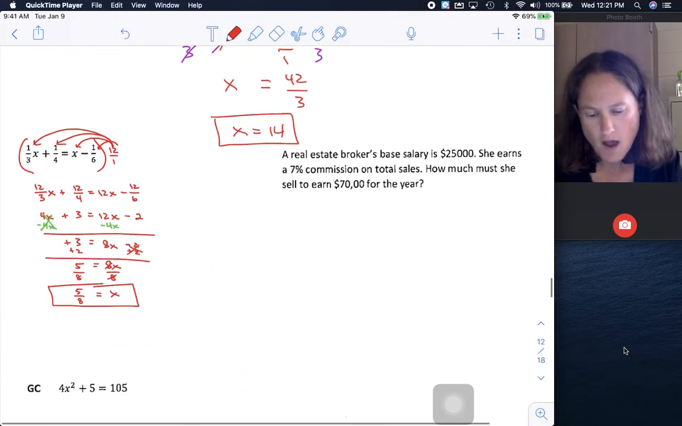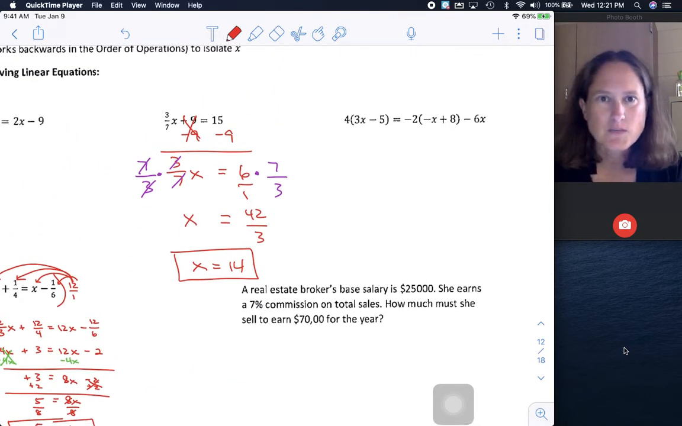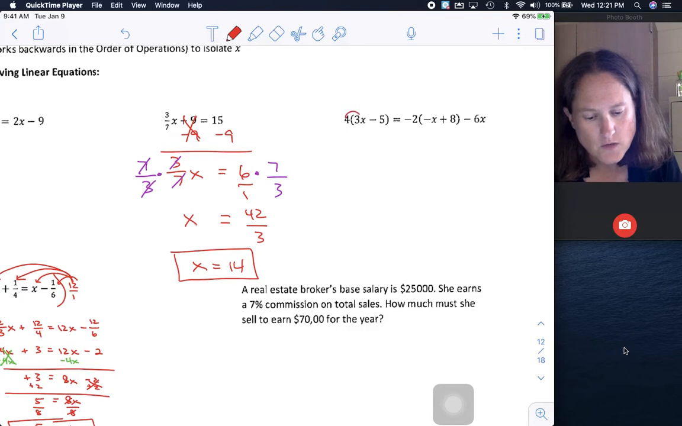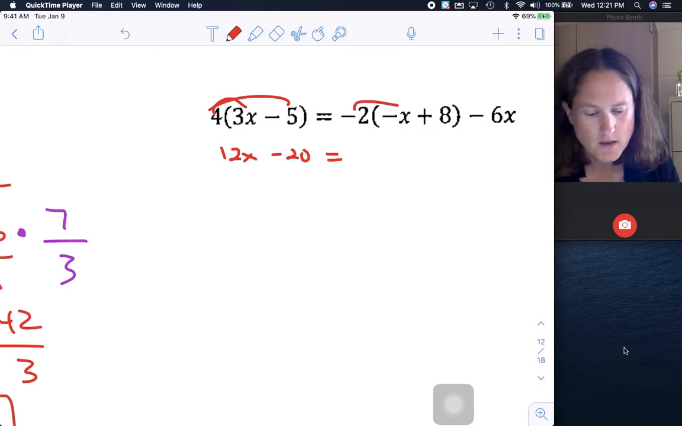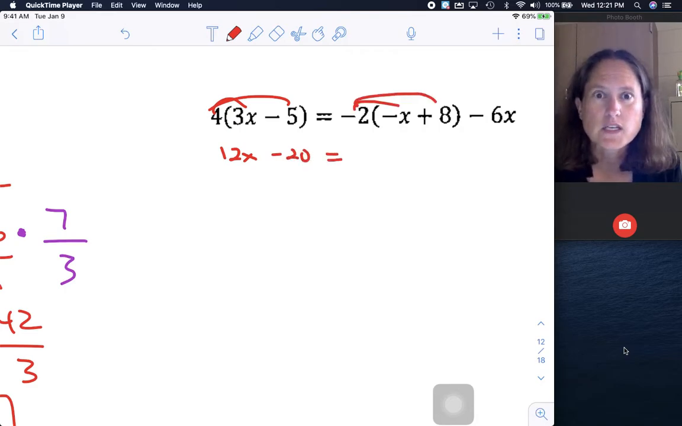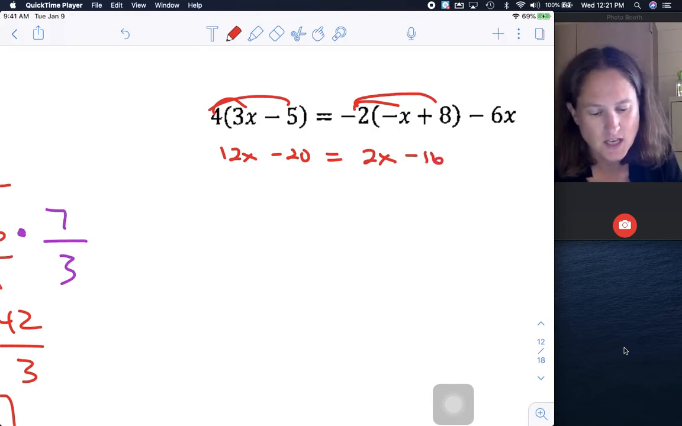Okay. The one that I skipped up here is very similar. Just make sure you use the distributive property, and when you use it, watch your signs. When you distribute the 4, that would be 12x minus 20 equals. Now when I distribute this negative 2, I only distribute it to what's inside the parentheses, not the minus 6x. Negative 2 times a negative x ends up being a positive 2x, and a negative 2 times that plus 8 ends up being a negative 16.